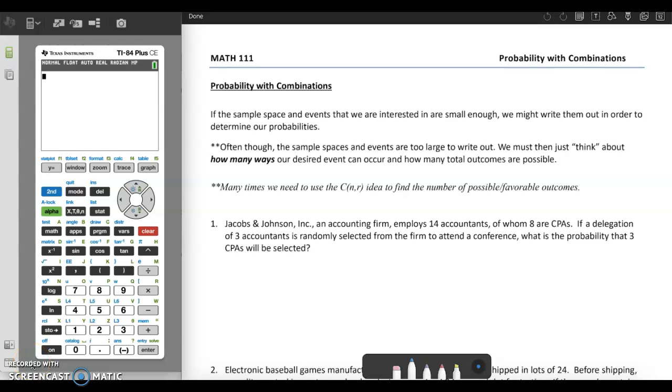In this lesson, we're going to look at some slightly more difficult probabilities that require the use of combinations. If your sample spaces and your events are small enough, you can write them all out in order to determine your probabilities. However, a lot of times the sample spaces are simply too large to write out, and you need to just think about how many ways your desired event can occur and how many total outcomes are possible. So we may need to use the combination formula to find either or both the numerators and the denominators of probabilities. Okay, so let's look at a first example here.